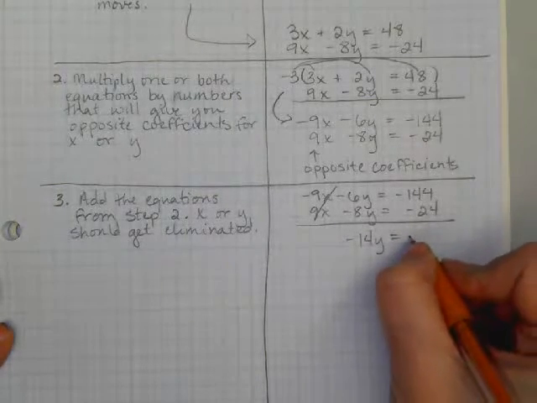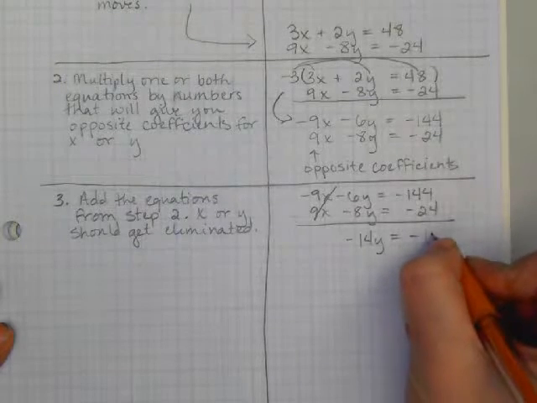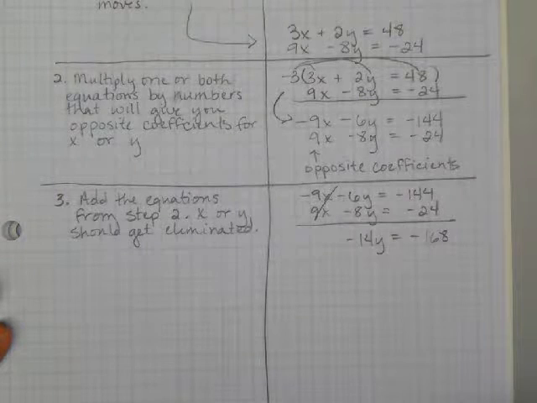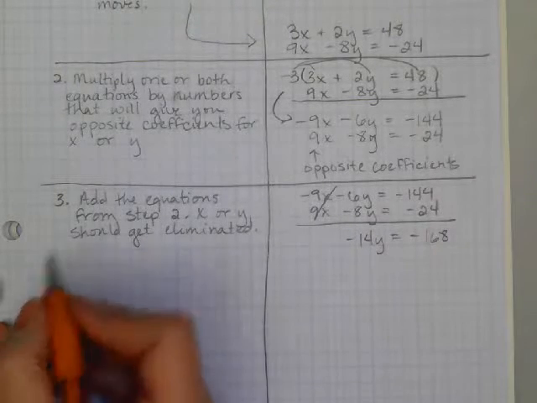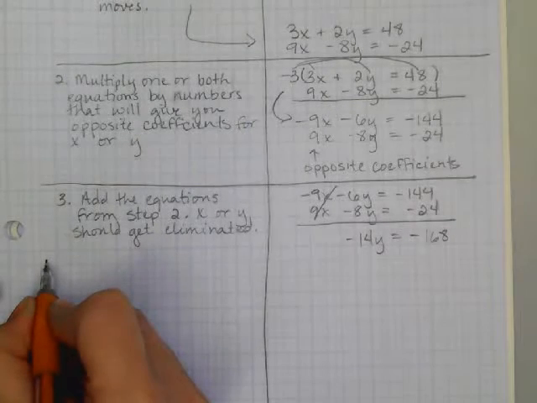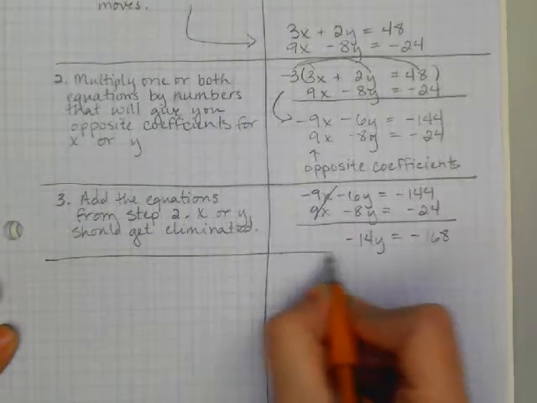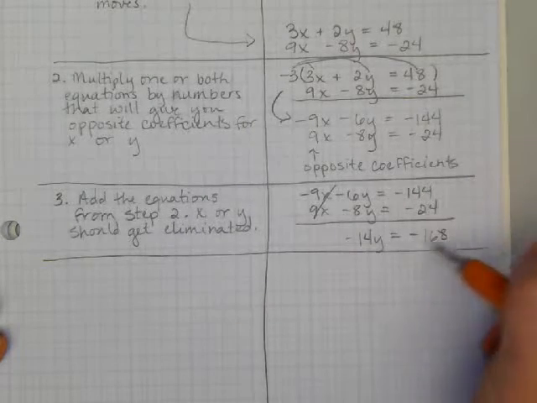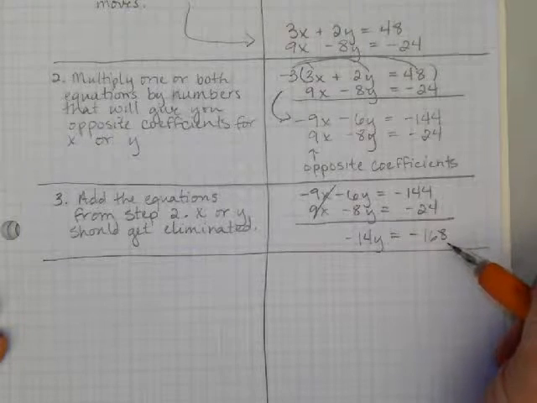So I've got negative 14y equals negative 168. What do I do to solve for y? You guys all know this one. What do I do to solve for y? Divide by negative 14. And that's going to give me 12.